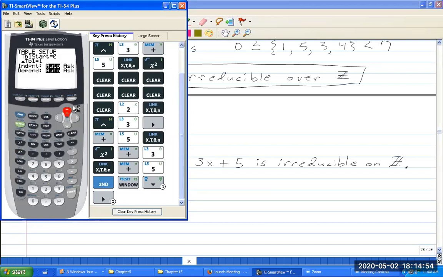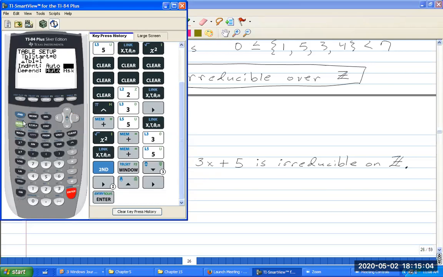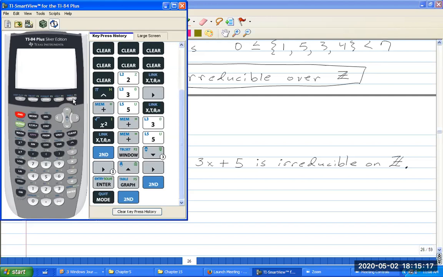Okay, it's a little slow. Good. Okay. So now let's set up a table. Why did it not work there? Okay, quit. Table. Good.